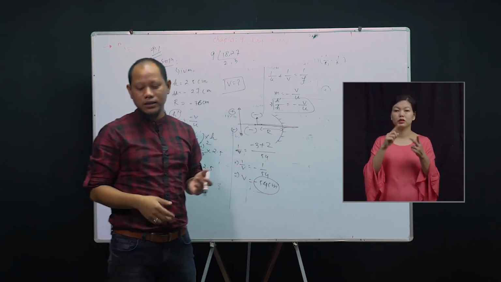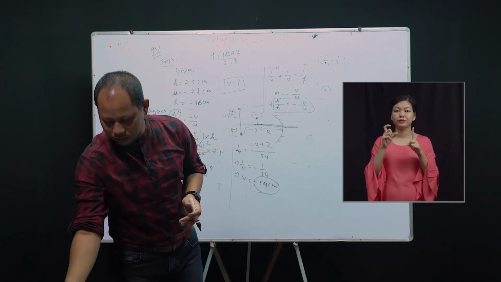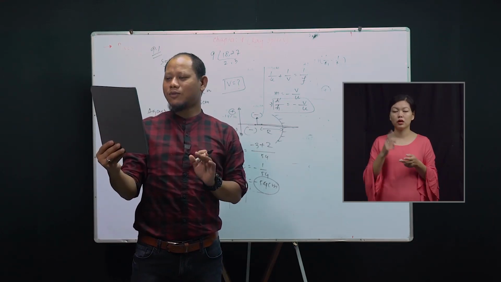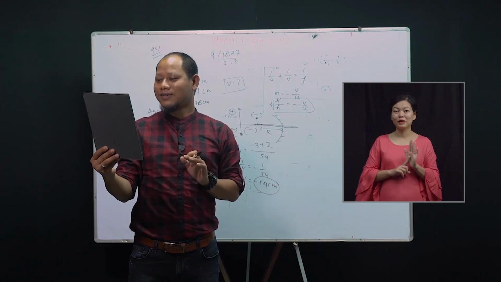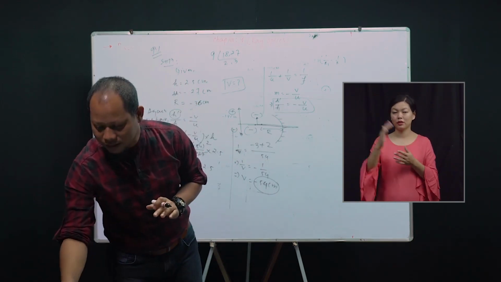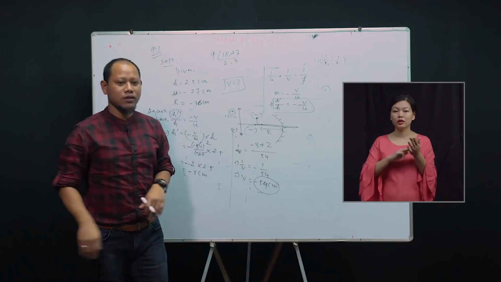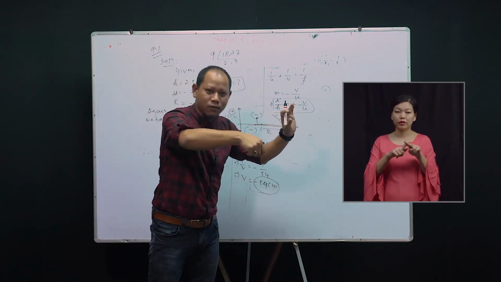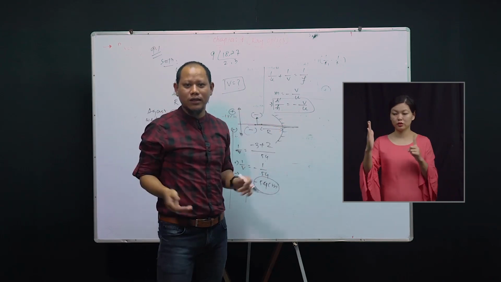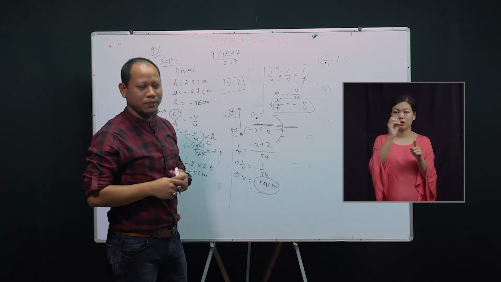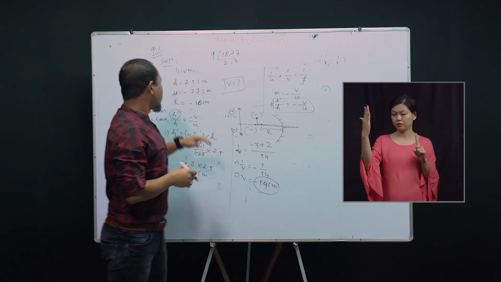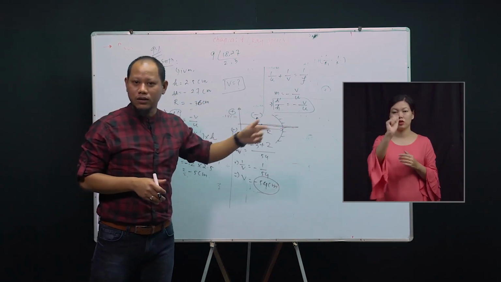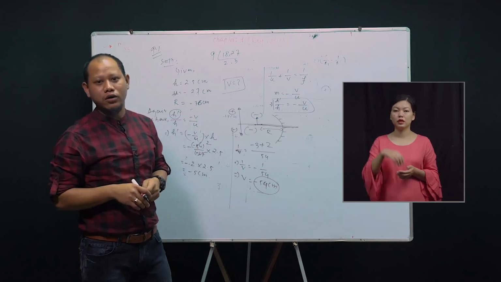In the next part of the question they are asking, if the candle is moved closer to the mirror, how is the image going to change? Now this is a practical situation. If we move the object closer to the mirror, the image will move away from the mirror. So this is about the solution of 9.1, and now you can try to solve 9.2.